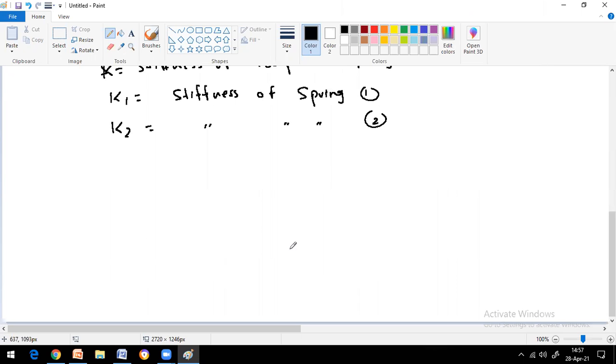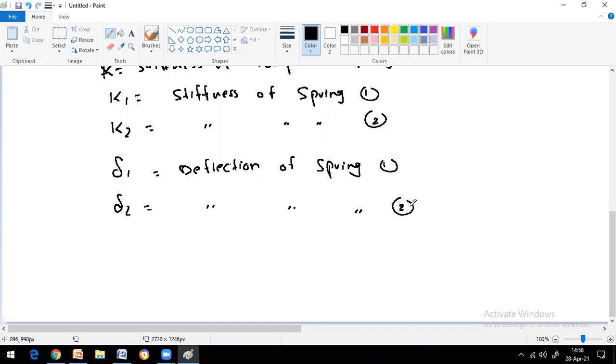Next, delta 1 is equal to the deflection of spring 1. Delta 2 is equal to the deflection of spring 2. So what is delta? Total extension, which is delta 1 plus delta 2. All these parameters you have to remember.